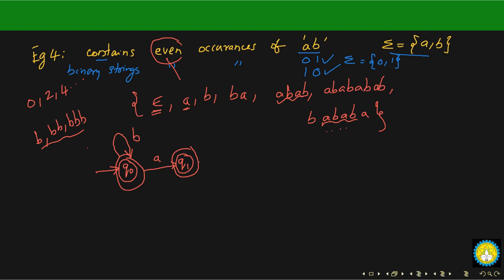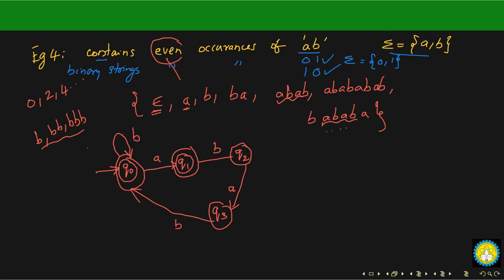Now we'll move further. Suppose I get a B from here, so I will move to Q2. It means that if you have come from Q0 to Q2, you have seen a single occurrence of AB, and therefore Q2 should not be a final state. Here we have seen AB only once, and 1 is not an even number. Now, if from Q2 you are again seeing an A, then you can move to Q3, and from there, if you see a B, you can make the transition to Q0.